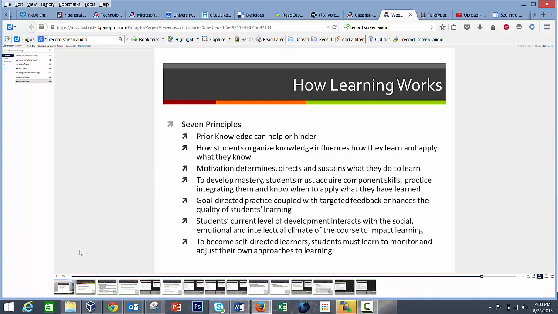Just like a negative climate may impede learning and performance, a positive one can energize students' learning. So really think about that one.